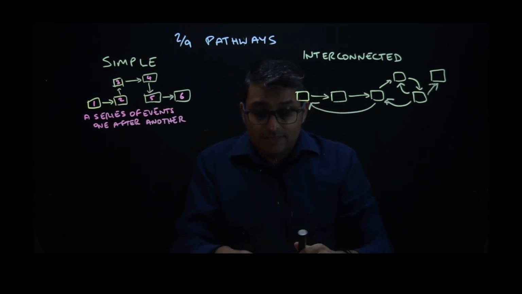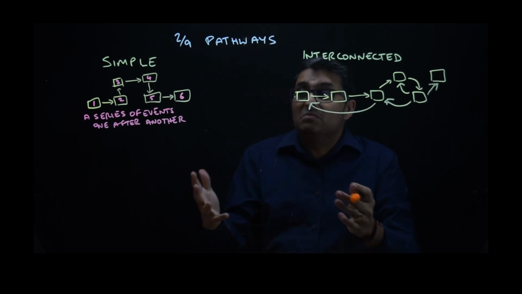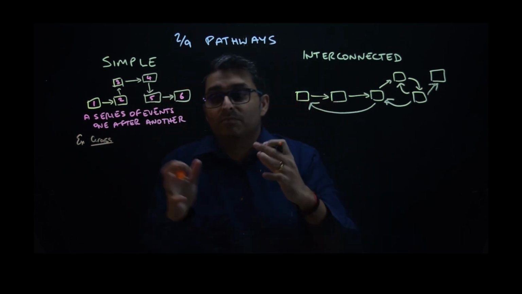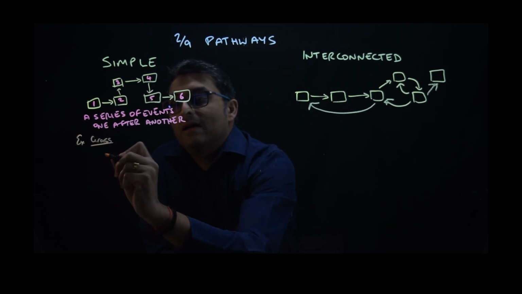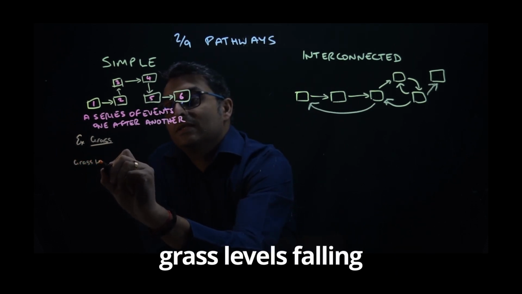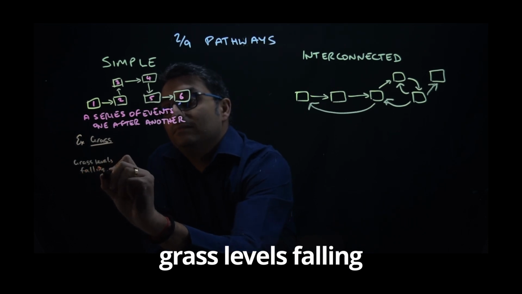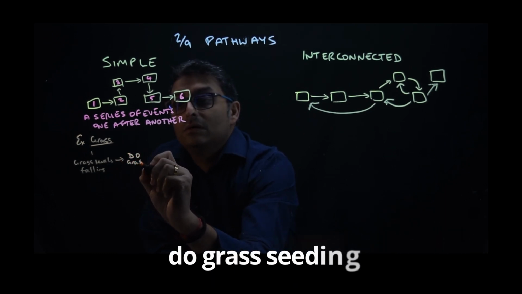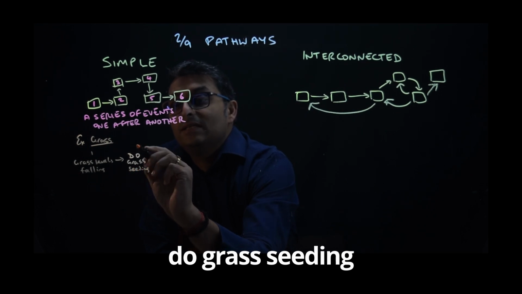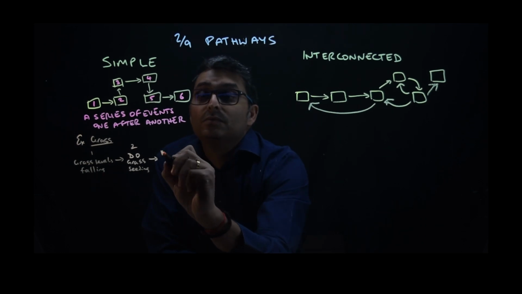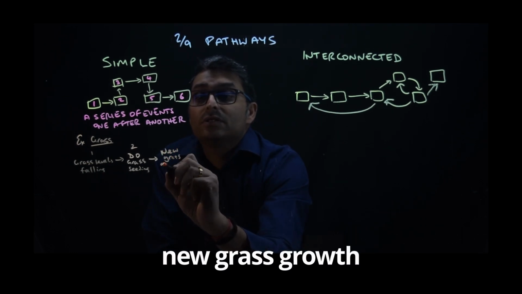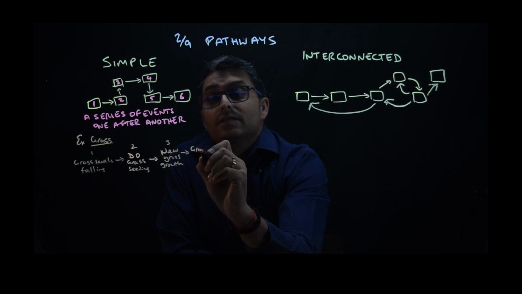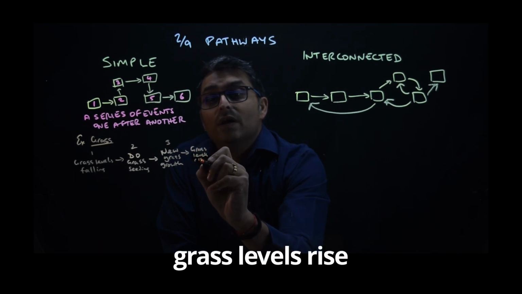Now let me take a mundane example on grass. So we have, say, grass levels falling. That's number 1. Then grass seeding, 2. That moves on to 3, which is new grass growth. After that, grass levels rise, 4.